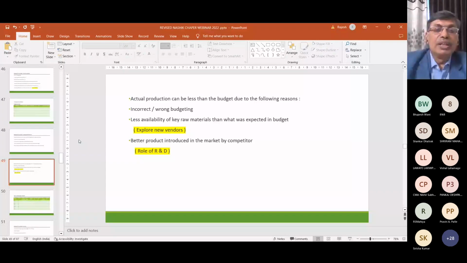Now, a better product is introduced in the market by the competitor. Again, the role of the R&D department: some sort of research is required to be done so that the company can also introduce new products in the market, or products with better features, so that it can have the edge over the competitors.